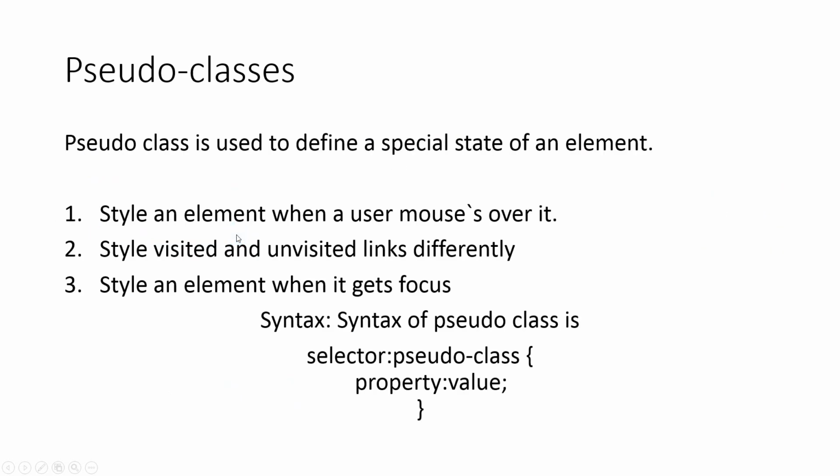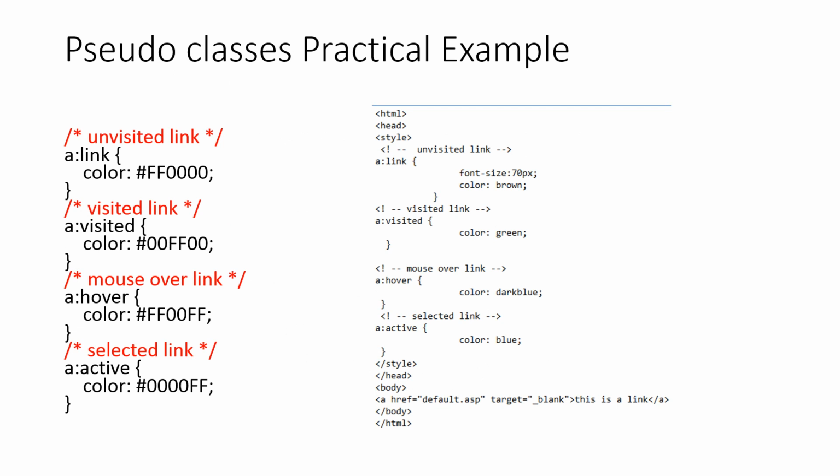Okay. Then pseudo classes. Pseudo classes are the special state of an element, just like when we move our mouse over a link, or what the state of an element should be when it is visited, when it is unvisited, and what the state of an element should be when it is active. So there are 4 types of pseudo classes: link, visited, hover and active.